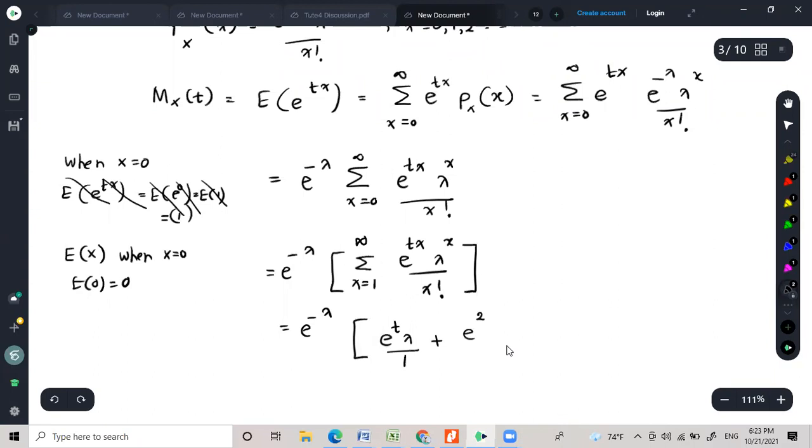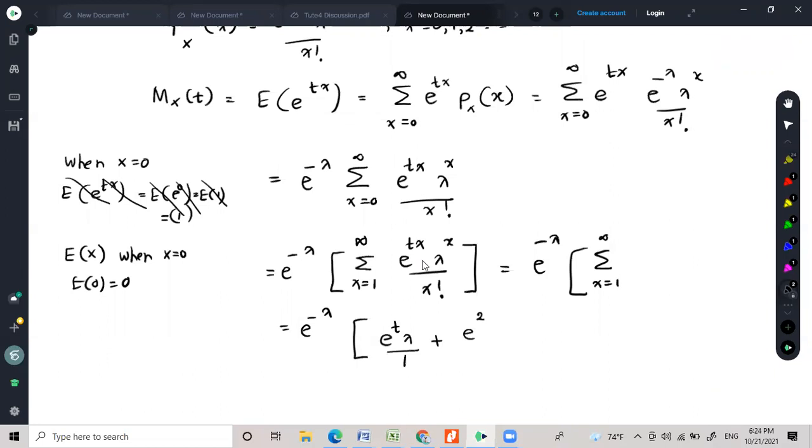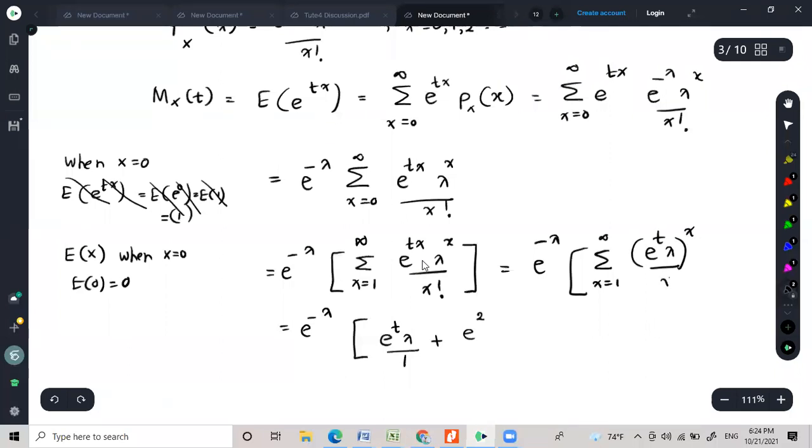E to the 2t. Let me check. I have rearranged the terms in a different way. I'll write it again. Our substitution also becomes easy if I write it like this. Since you have x to the power x common for both, I'm going to write it like this: e to the t lambda whole thing to power x. Okay. In that case, it is easy to do the substitution.